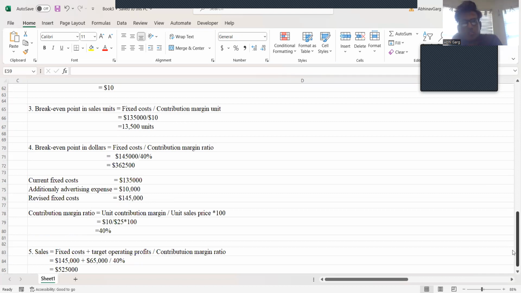First we will have to find the revised fixed cost because advertisement expenses have increased by $10,000. So here we go. Current fixed cost equals $1,35,000. Additional advertising expense is $10,000. So revised fixed cost is $1,45,000. And we require the contribution margin ratio. To find it, we take unit contribution margin and divide it by unit selling price. That is $10 upon $25, that is 2 by 5 into 100, 40%.